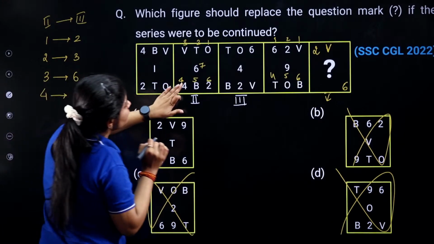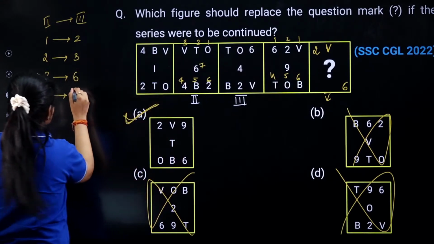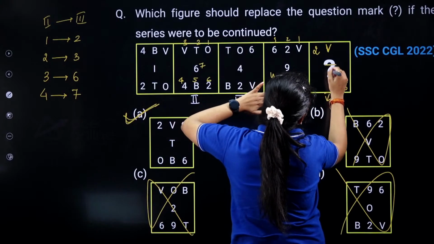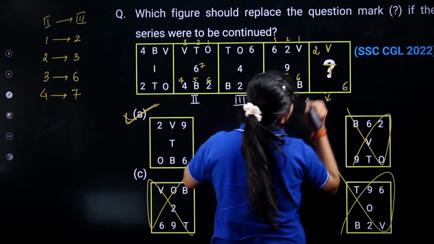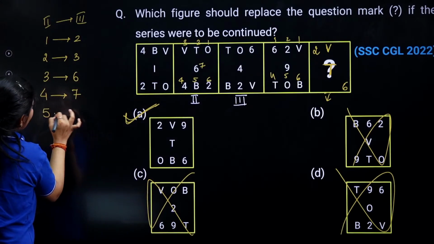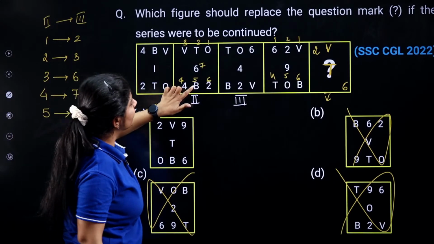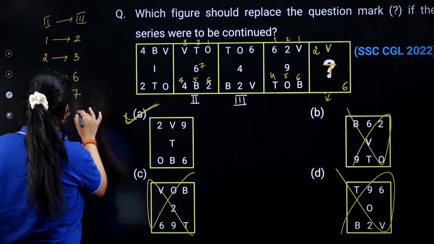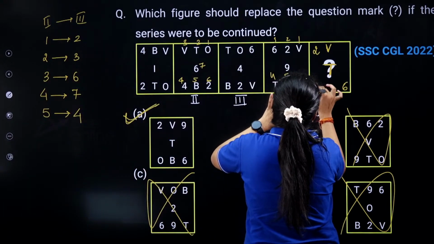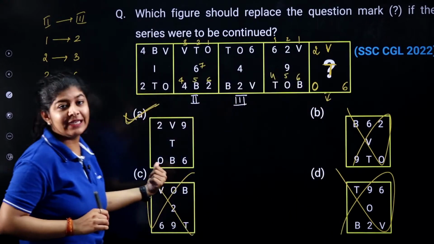Next, 4th. Fourth element shifted to 7th position. Okay. Fourth element shifted to 7th position, right? Do we have T? Yes. Next one. Fifth element shifted to 4th position. Okay, so here we are having O. Do we have that? Yes.